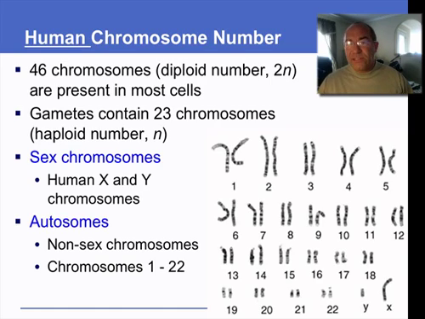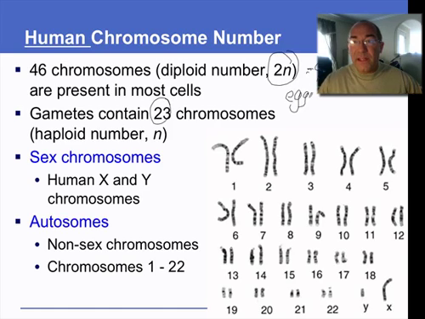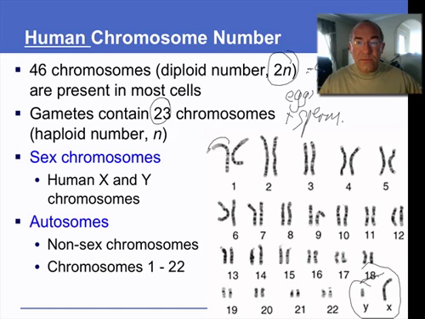This looks at a karyotype of a human cell. Humans have 46 chromosomes. We call that number a diploid number, 2n equals 46. The gametes contain 23 chromosomes, just half. The gametes, of course, are the eggs and the sperm. The human sex chromosomes here are X and Y. We can see those down here. And the autosomes are essentially all the others. So all this lot is the autosomes, and these two are the sex chromosomes.